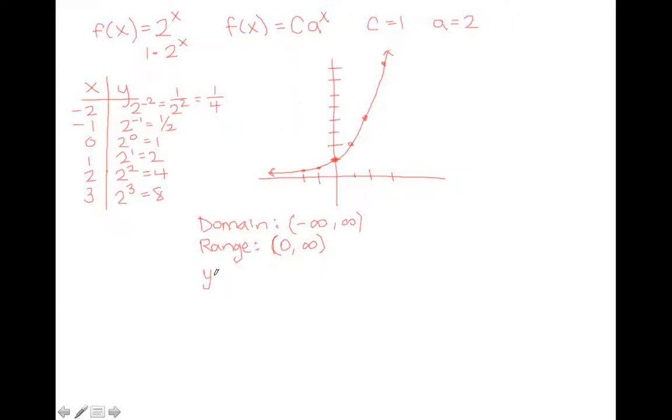Okay, the y-intercept, where it crosses the y-axis. That would be the point 0, 1. And you'll see that that point shows up on a lot of exponential graphs because when you raise anything to the 0 power, you get 1. All right, the horizontal asymptote here, there is one at y equals 0. So right on that x-axis. Here on this end, you're getting closer and closer to the x-axis, but never touching it.